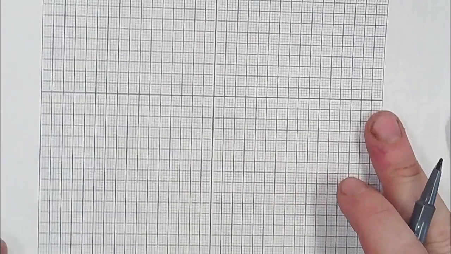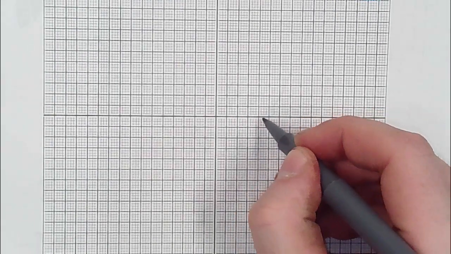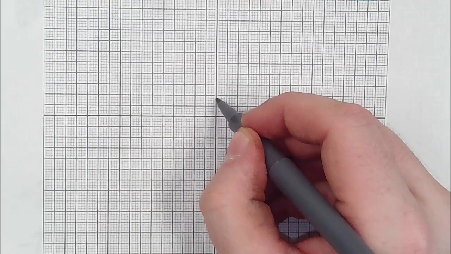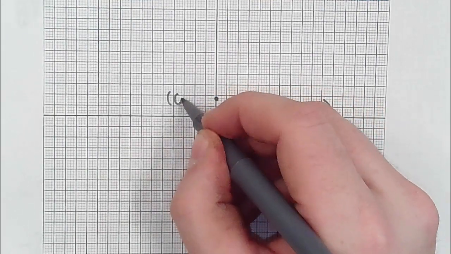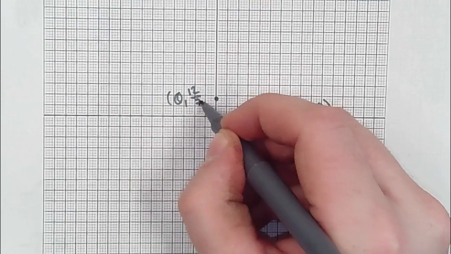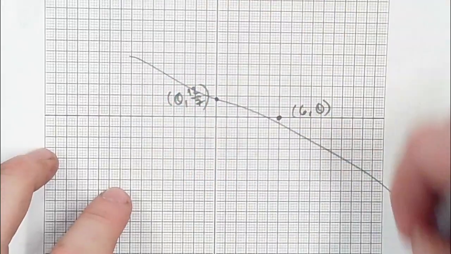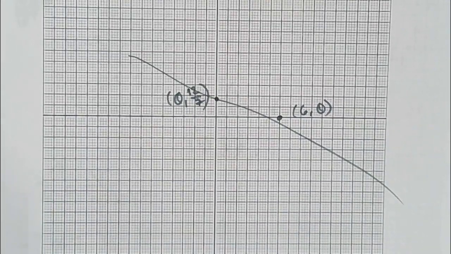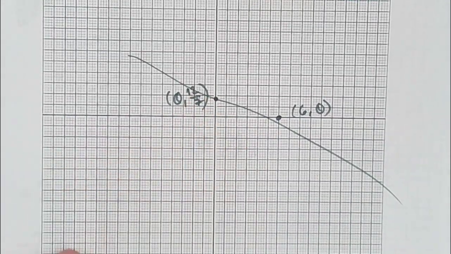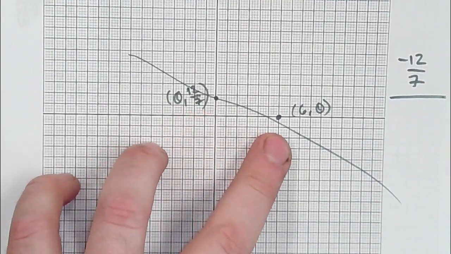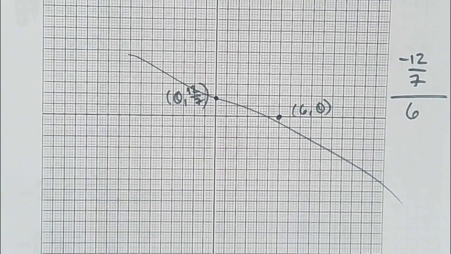Let's graph them. So (6, 0) is here. 1, 2, 3, 4, 5, 6, comma 0. And (0, 12/7) is here. That's almost 2. There we go. Connect the dots. There's my line. Beautiful. The slope, you could find it. You could say, look, I go down 12/7 and I go to the right 6.